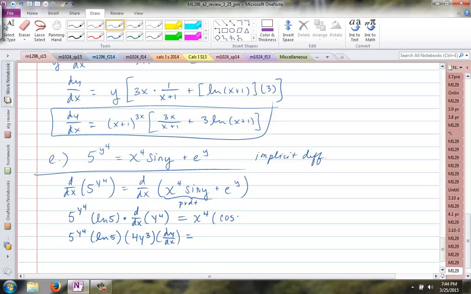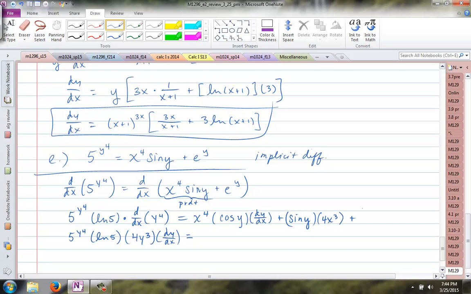Ooh, careful. Got to do the chain rule here. So the original inner function is still y, right? So it's cosine of y. And then that's times what? dy over dx. All right. Next, we have just g, which is sine y. This one is easier. And then you're going to multiply that by what? 4x cubed.